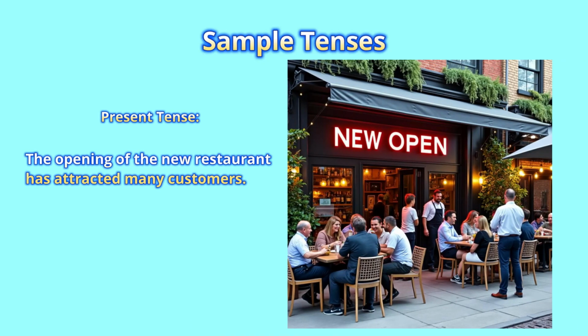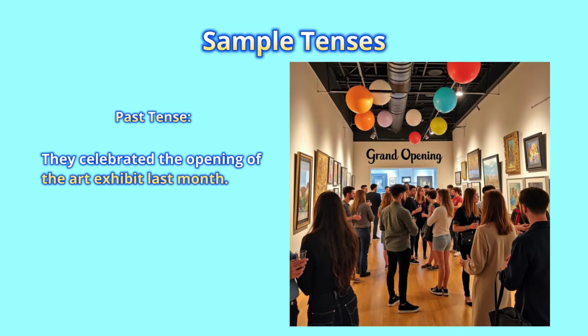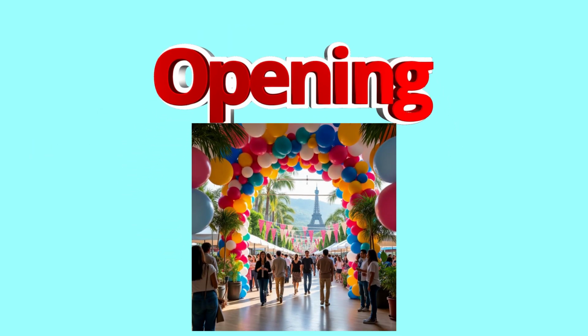Sample tenses. Here are examples of opening used in different contexts. Present tense. The opening of the new restaurant has attracted many customers. Past tense. They celebrated the opening of the art exhibit last month. Future tense. The company will announce the opening of several new positions next week. Summary. Opening can refer to both a physical space and the beginning of an event or opportunity.